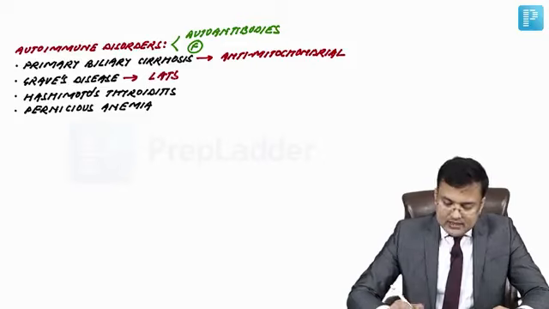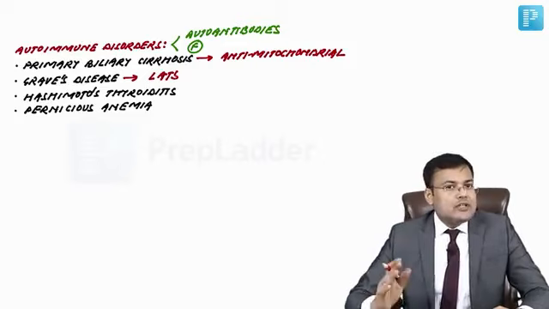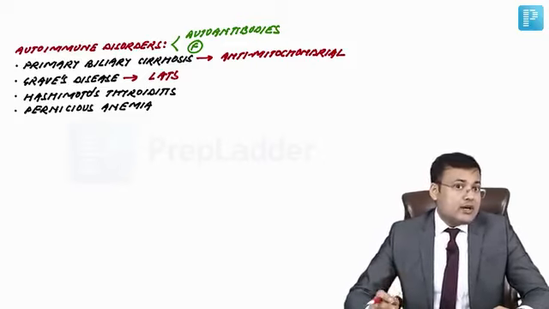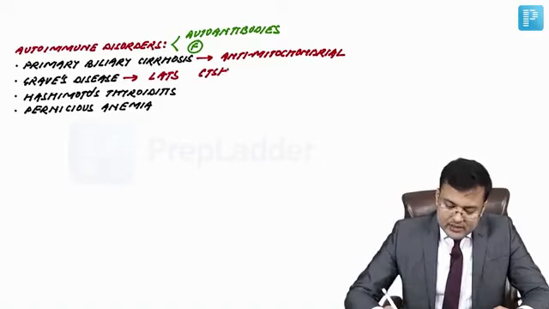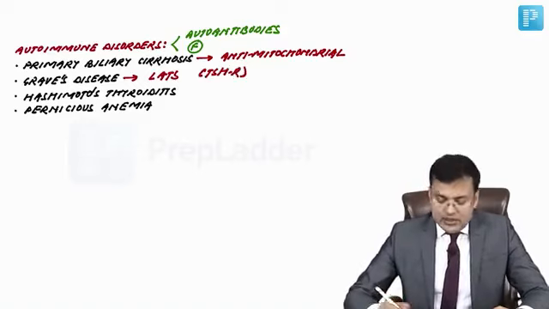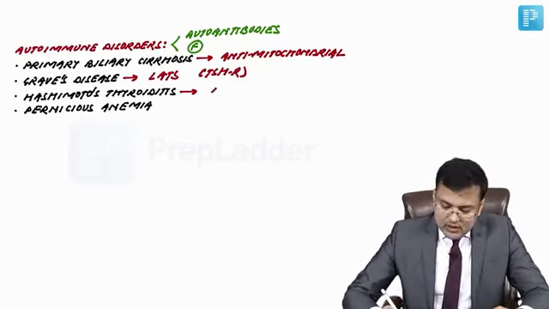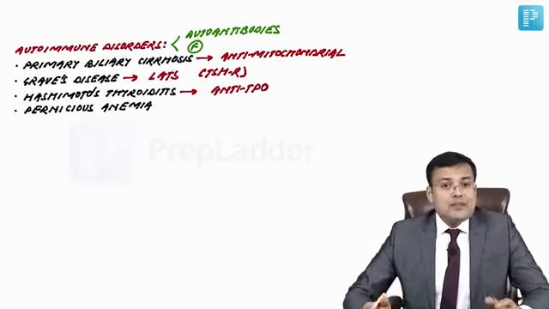LATS. LATS is long-acting thyroid stimulator. So this is a thyroid stimulating autoantibody against which receptor? TSH receptor. Against the TSH receptor, long-acting thyroid stimulator. And what is the autoantibody in Hashimoto's thyroiditis? Anti-TPO, full form anti-thyroid peroxidase.